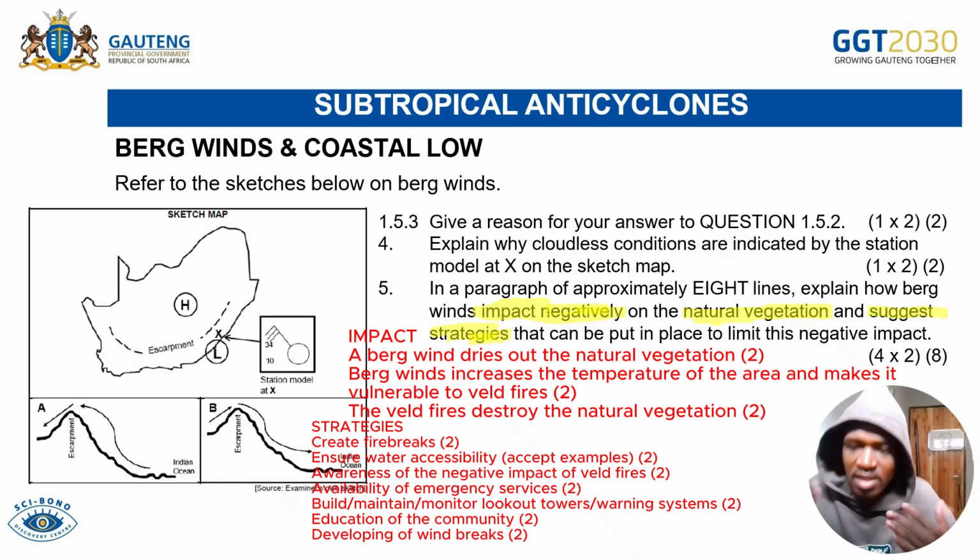So the impact was that the vegetation is going to dry out. The Berg winds are going to increase the temperatures, making the place vulnerable to veld fires. Now, remember our vegetation is dried up. It's going to easily catch fire. It's going to easily catch the veld fires, okay? And then for the strategy there, we said we can create fire breaks. We can raise awareness about the impacts of Berg winds. We can educate the community about the impacts as well. We can ensure that there's water available.